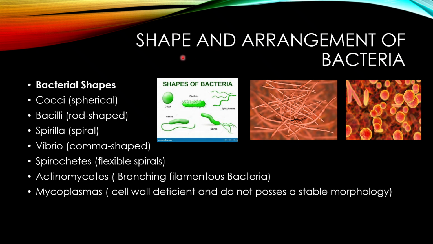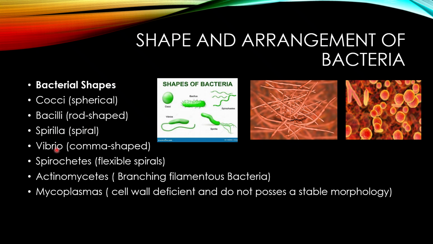Next is the shape and arrangement of bacteria. Coming to bacterial shapes, the first one is cocci. Cocci is spherical shaped. As you can see in the picture, if the bacteria has a round or spherical shape, we call them cocci. Bacilli is rod shaped. Next is spirilla, which is spiral shaped, as you can see in the picture.